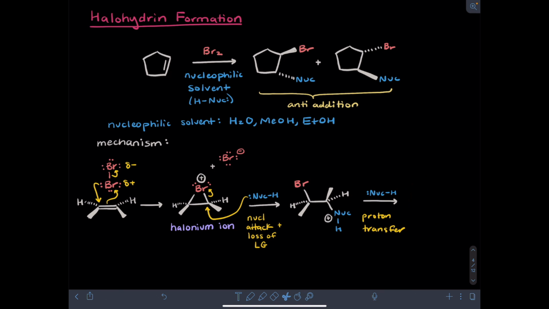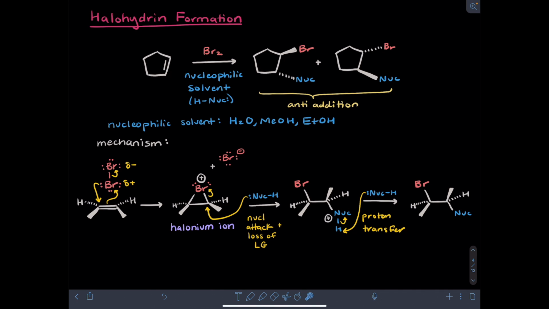The final step of the mechanism is going to be a proton transfer. I'm going to bring in another nucleophilic solvent molecule, and it is going to behave as a base. I would bring in a lone pair to the proton, break the hydrogen-nucleophile bond, and bring the electrons to the nucleophile. This forms the final product, where we've broken the pi bond, one carbon has a halogen added to it, and the other carbon has the nucleophile minus a proton added to it.